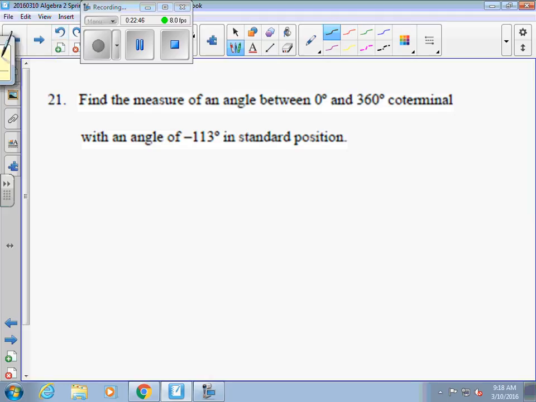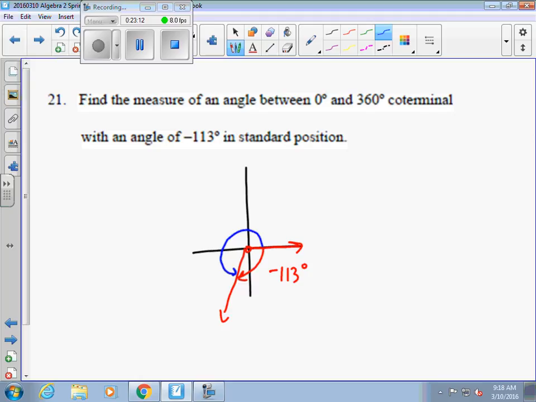So if we look at this one, we know negative 113 degrees. Again, it's going to start at your initial ray, and it's going to go down right past 90 degrees. So it'll be somewheres right there. That's negative 113. The one between 0 and 360 is the one that has to go the other way. This one is going to be the coterminal angle between 0 and 360.